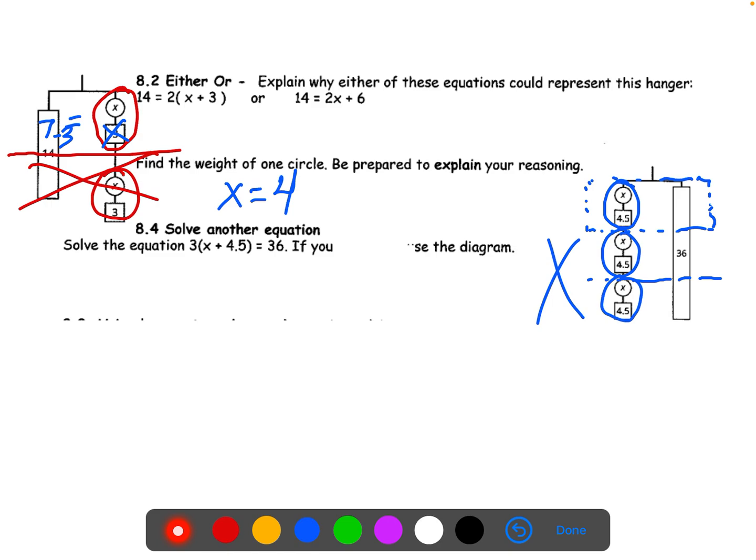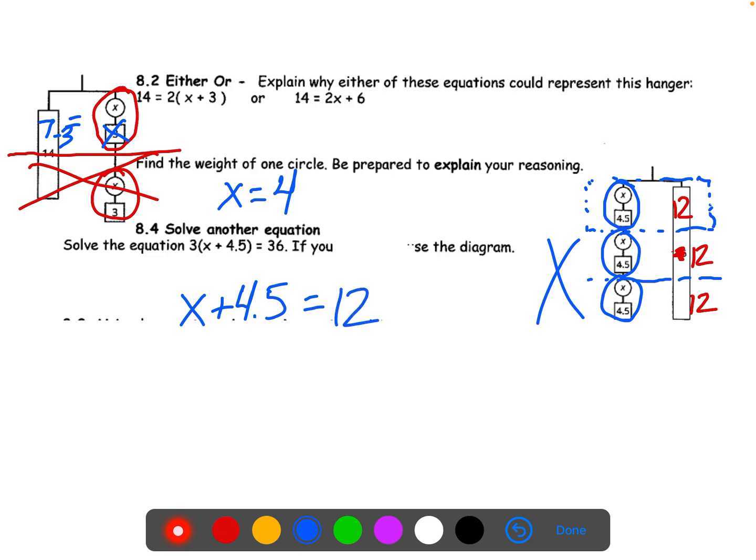So that means that each of these groups, we'll scribble out that 36, has a value of 12. So if we eliminate one of these groups, we eliminate a third of this total. We eliminate this group, we eliminate 12 from this side. Take off another group, take off another 12. And now what we're going to do is we're just going to focus on this. What that's leaving us with is an equation that looks like x plus 4.5 equals 12.